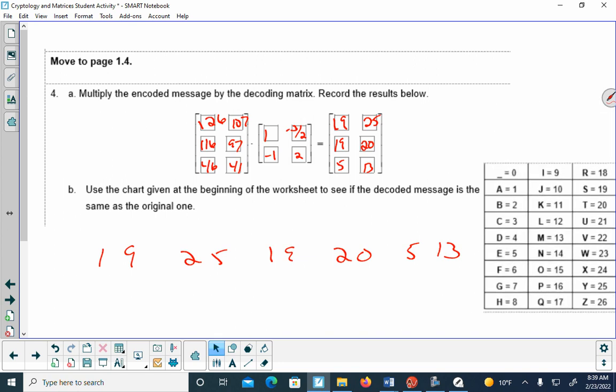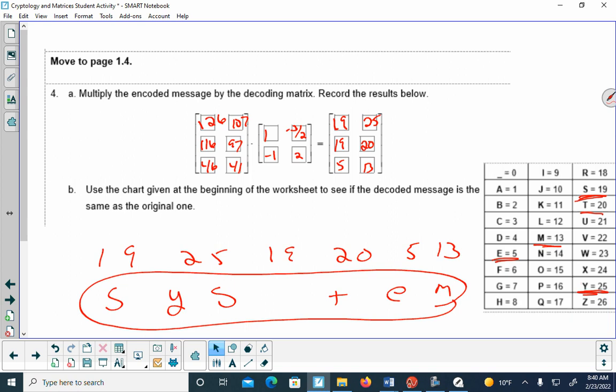So I see 19, 19 is the letter S. I see 25, so I'm going the opposite way. I'm finding the number first, and then I'm finding the letter. And when I do all this, I should end up with system, which was what the original message was.